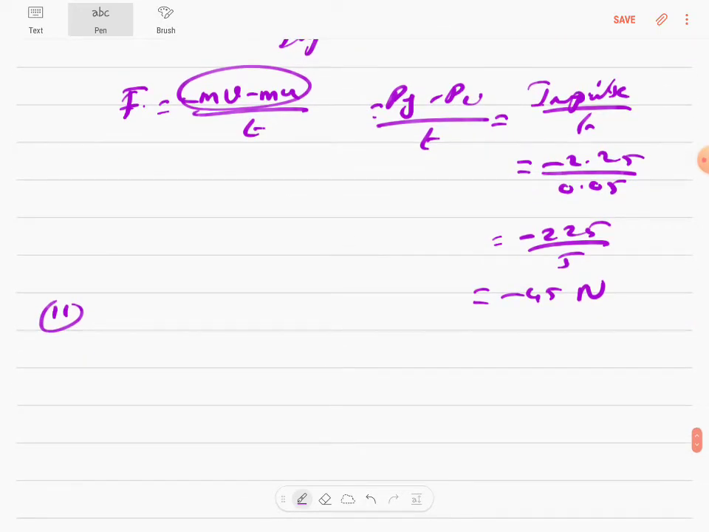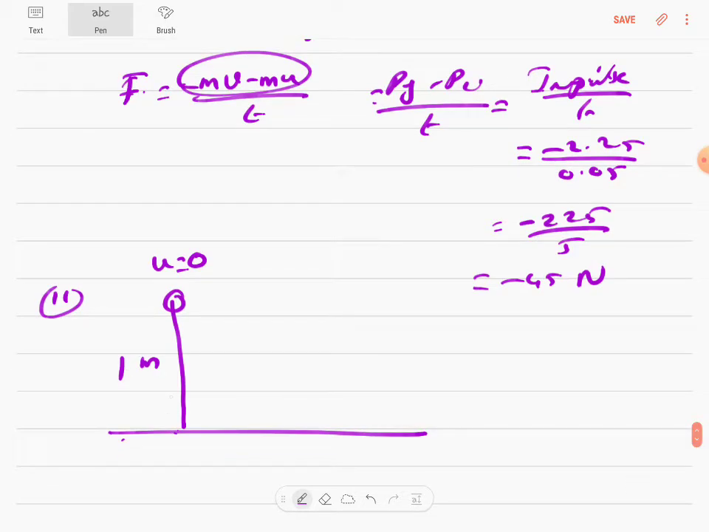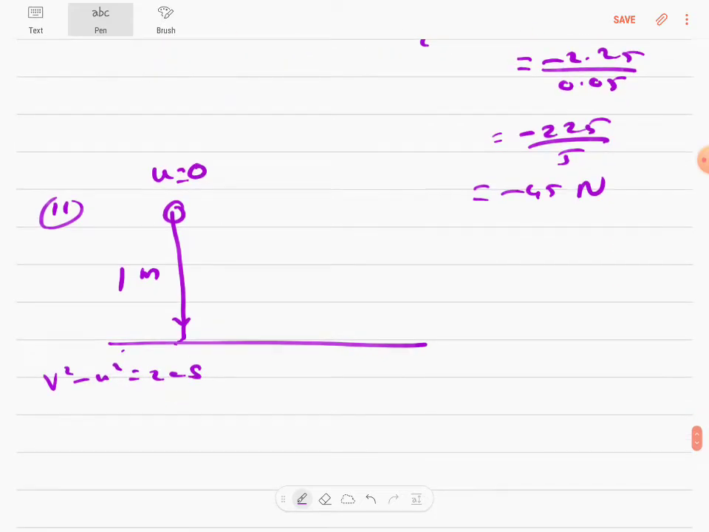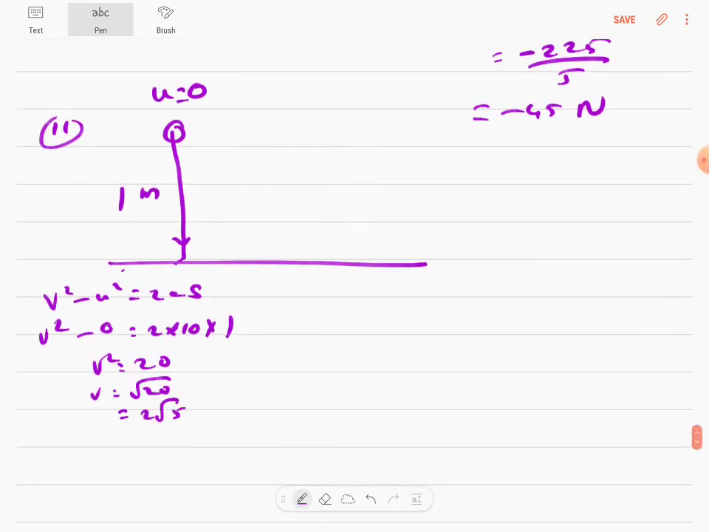A rubber ball of mass 50 grams falls from a height of 1 meter. The ball is falling from a height of 1 meter, which means its initial velocity is 0. It's going to hit the ground, so with this you can find the velocity with which it hits the ground, because you know v square minus u square is equal to 2as. So u is 0, and v square is equal to 2 into g, which is 10, let's keep it as 10, into s, which is 1 meter. Therefore it becomes 20. So v square is 20, so v is root of 20, which is 2 root 5, whatever it is.